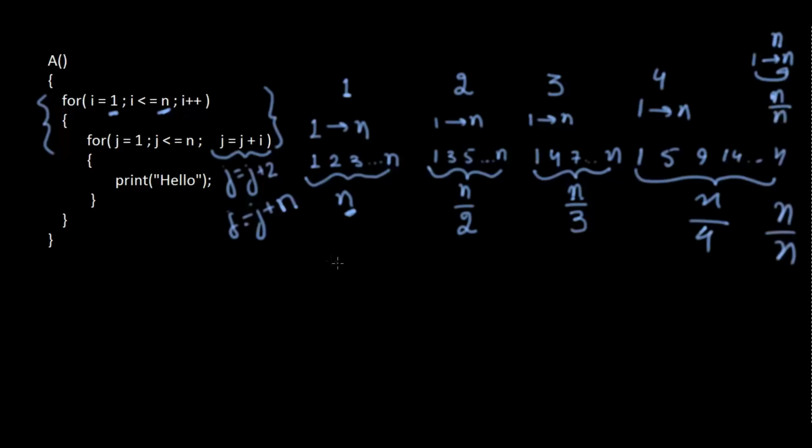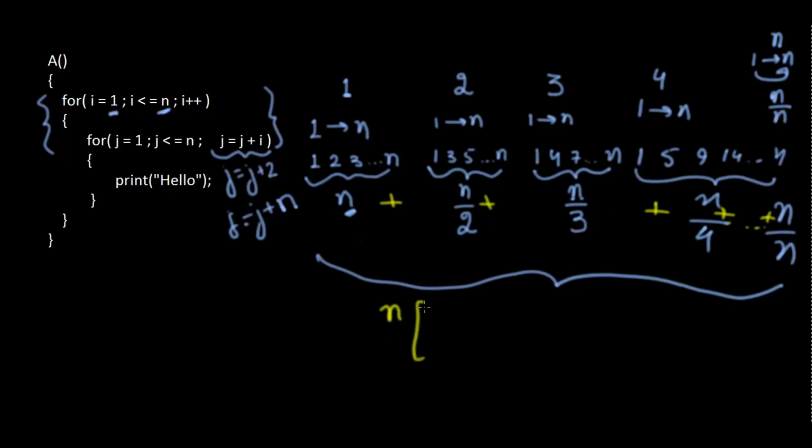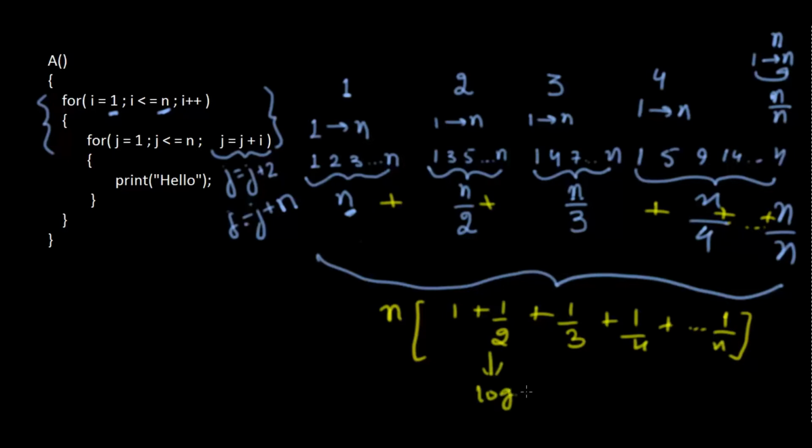And now to find the total number of times my hello will get printed is simply adding all these values up to n by n. By taking n common, I have 1 plus 1 by 2 plus 1 by 3 plus 1 by 4 up to 1 by n. And from mathematics, I can say directly this is the value of log n. Not exactly the value of log n, but this is in order of log n.